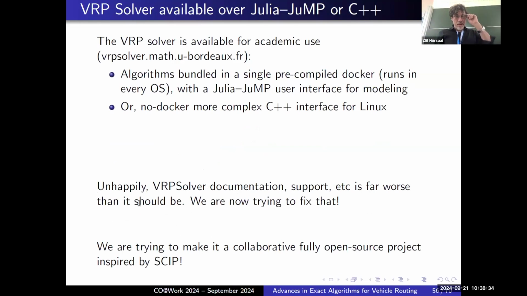So what about VRPSolver? VRPSolver is available now for academic use, but there are two ways of using it. First, you have all the algorithms bundled in a Docker, okay? And you can use this on any platform. But this is not so good because essentially this version is stuck in 2020. It has not been updated. So even Julia already changed. So it's an old version of Julia.